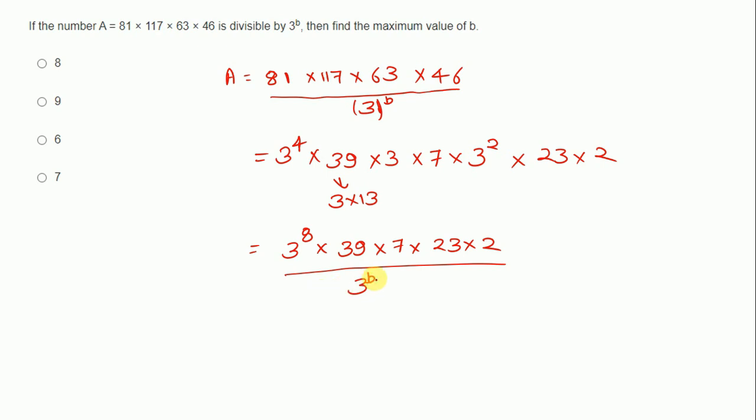So the maximum possible value of b can be 8 if it is divisible by 3 raised to power b, because it will be cancelled by 3 raised to power 8. But if there is 3 raised to power 9, then 3 will be left in the denominator part. So the maximum possible value of b can be 8. So option A is correct.